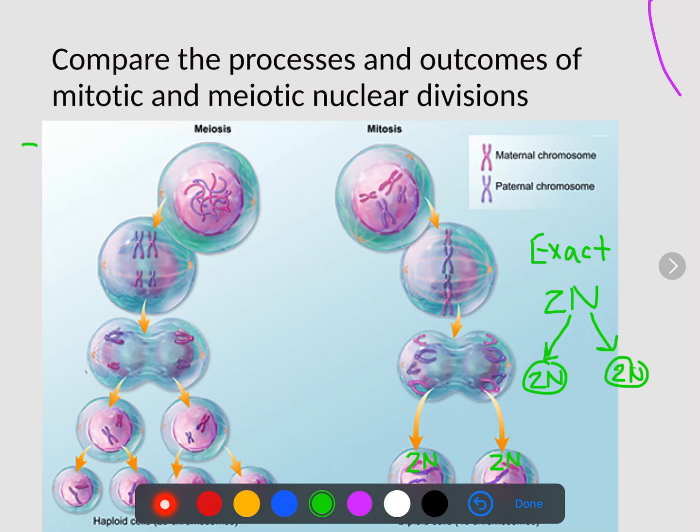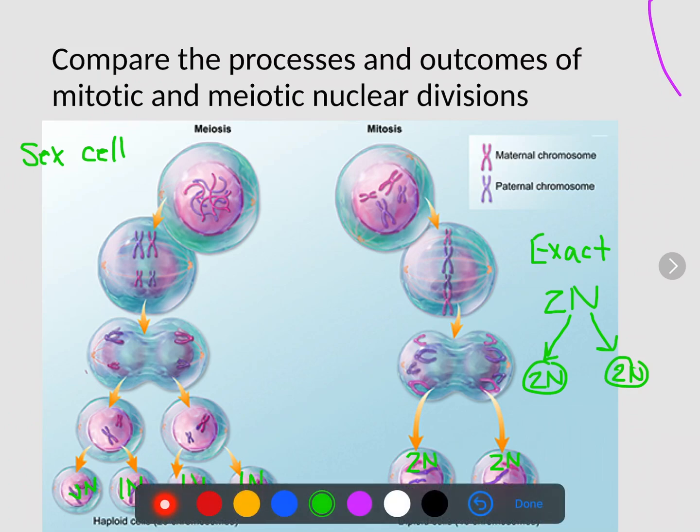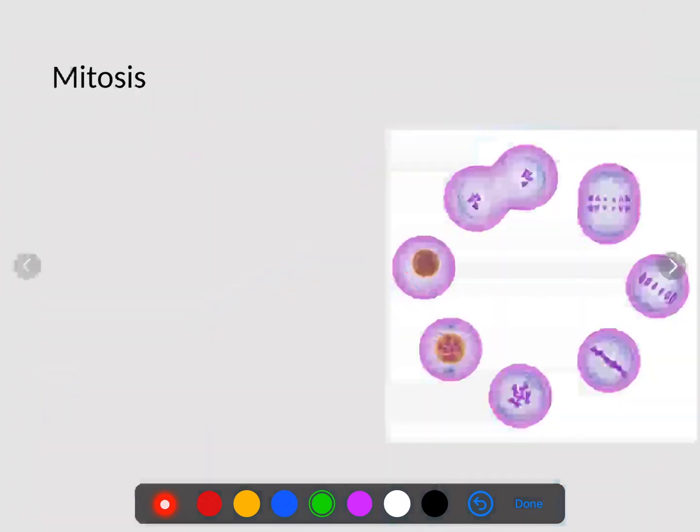Now in meiosis, we're making our sex cells, and in that case, our sex cells are 1N or haploid in nature, and we're making 4 of them. And you can see those 4 cells down at the bottom right here. So again, these are all 1N structures. So let's talk about the differences that we have here.